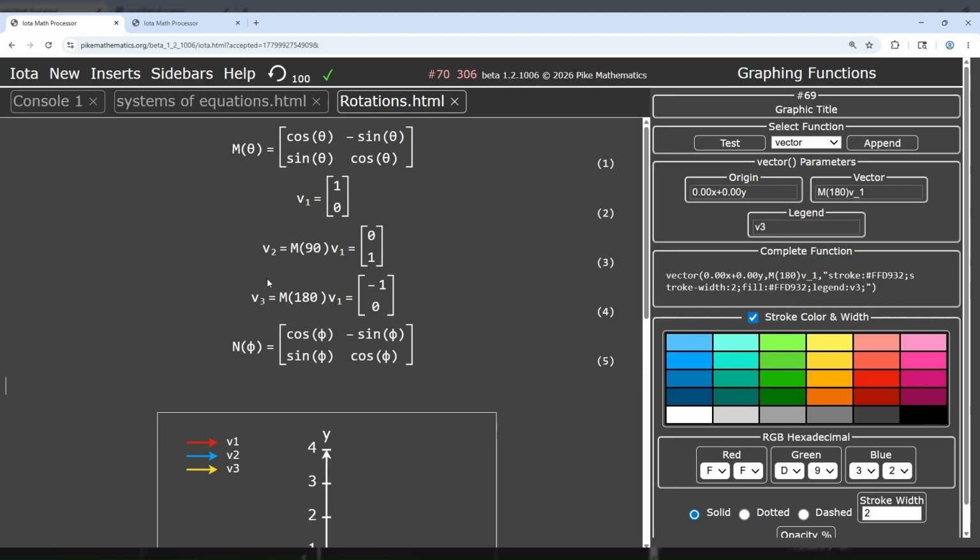Okay, so I've got this new matrix, and it similarly rotates in a counterclockwise fashion, but by phi. What would happen if I take m times n? Well, let's figure that out.